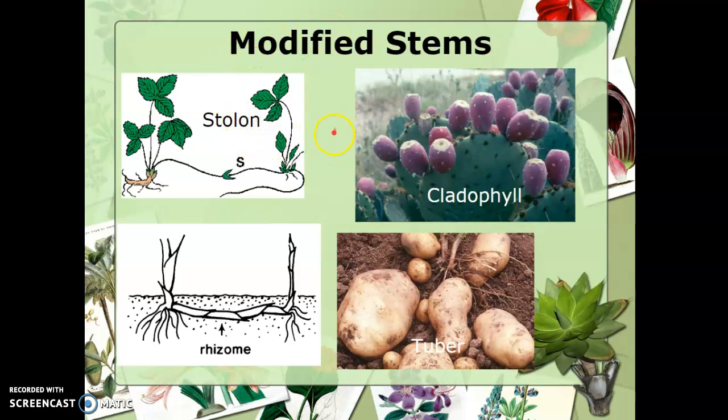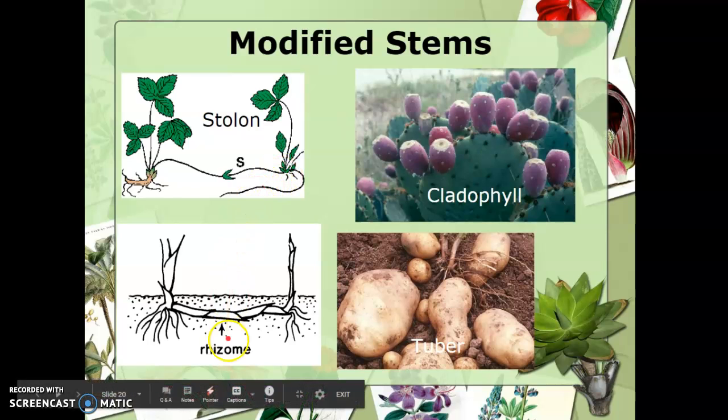So the first one is a stolon, and you're actually going to learn about that this week in Plant ID. So that's where your plant has an above ground stem that usually grows out horizontally and would then put off another plant that could root in. So it kind of spreads that way. Strawberries are a great example of this.